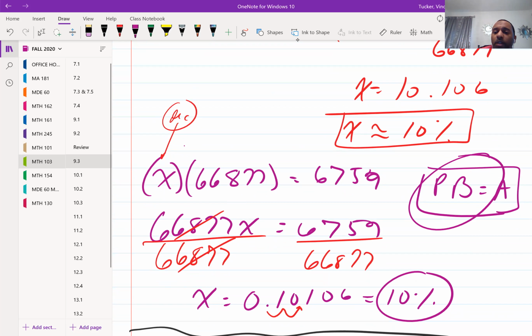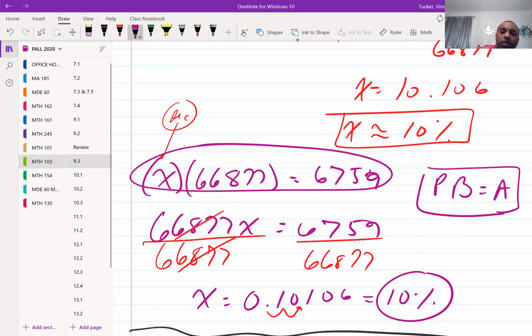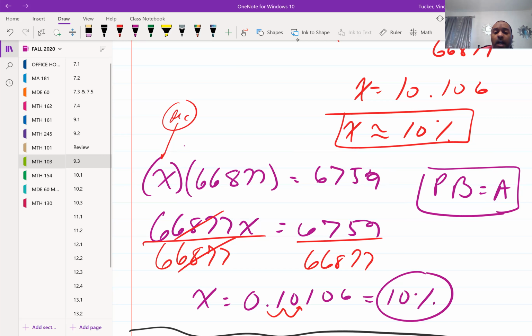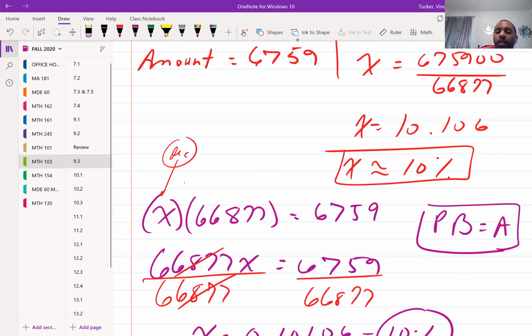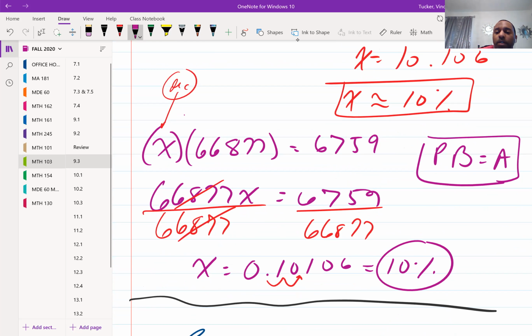Here, PBA, once again, percent times the base equals your amount, and that's what I did here. Your percent was unknown, that's your X, times the base, which was 66,877, and it equals the amount, which was 6,759. Divide by the 66,877, and that gave us 0.10160, which is the same number we got up here. It's just that this one is in decimal form, so don't forget to move that decimal 2 places to the right.